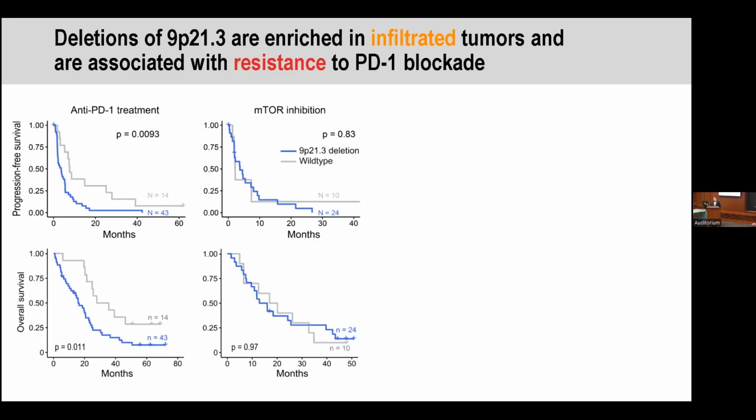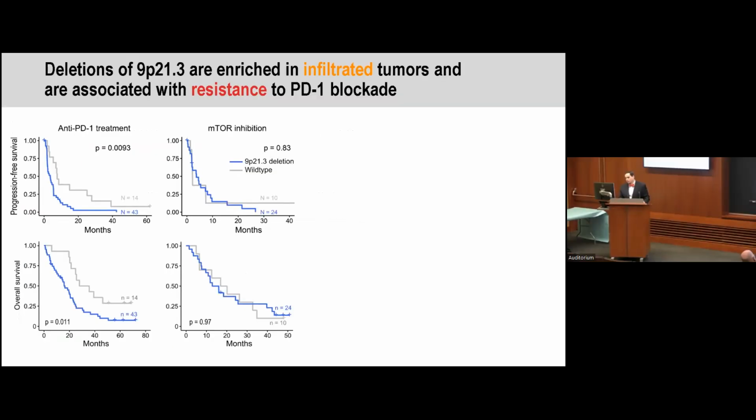And looking at whether this effect was really specific to anti-PD-1 treatment or a broad prognostic effect, we could see that loss of 9p21.3 within these infiltrated tumors was associated with worse progression-free and overall survival, really only with anti-PD-1 treatment with immune therapy on the left, and not with mTOR inhibition, a control arm shown on the right.